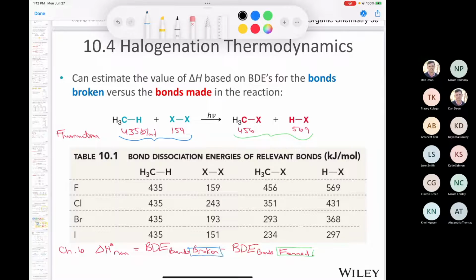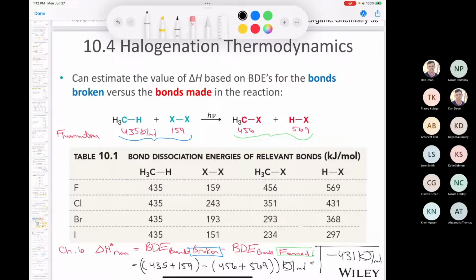Okay, let's put in some numbers. If we put in 435 plus 159 kilojoules per mole, and we subtract 456 plus 569, and all of this is in kilojoules per mole. I'm running out of space here, but anyhow, hopefully you get the idea. We end up with a number that is negative 431 kilojoules per mole.